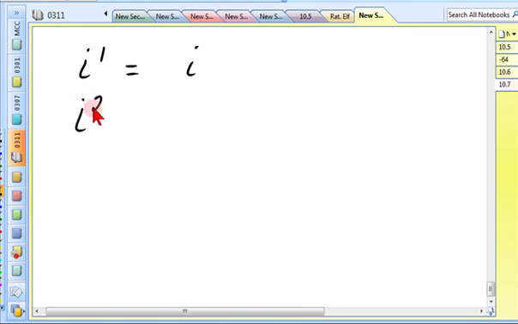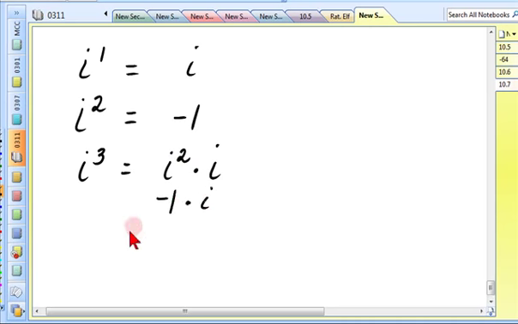i to the second power, it's -1. i to the third power, well, I don't know. Could I break i to the third power into i squared times i? Is i squared times i to the implied first power equal to i to the third? All right, and that's going to be a -1 times an i, which means that i to the third is equal to -i.